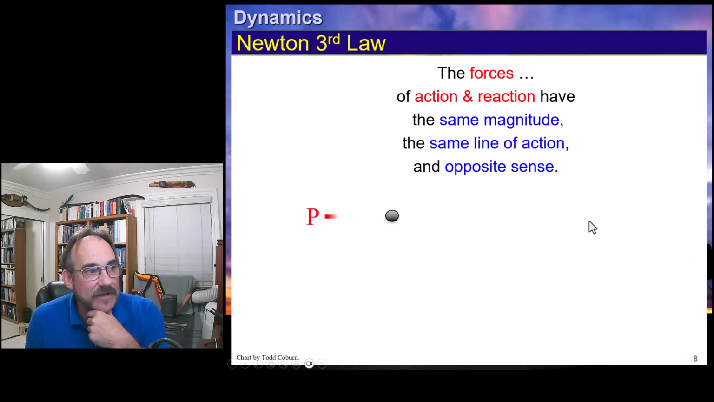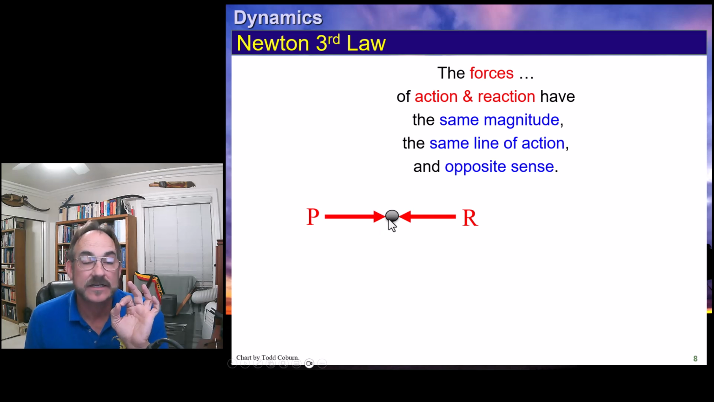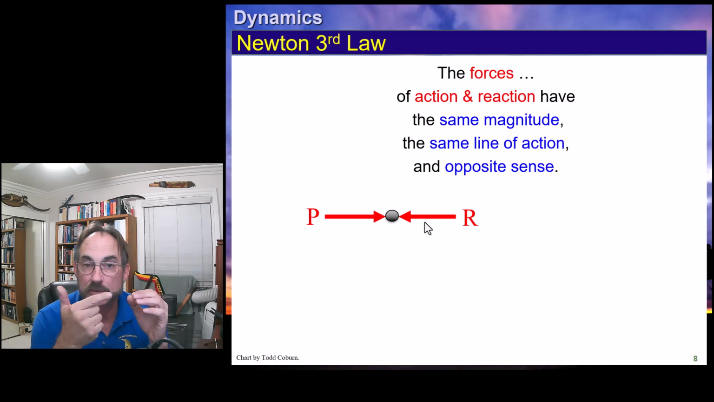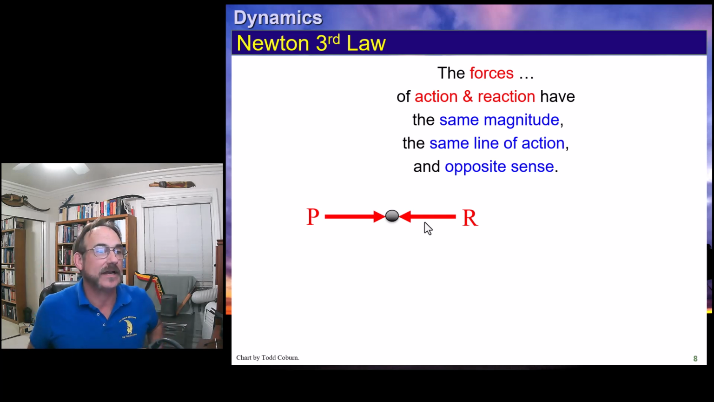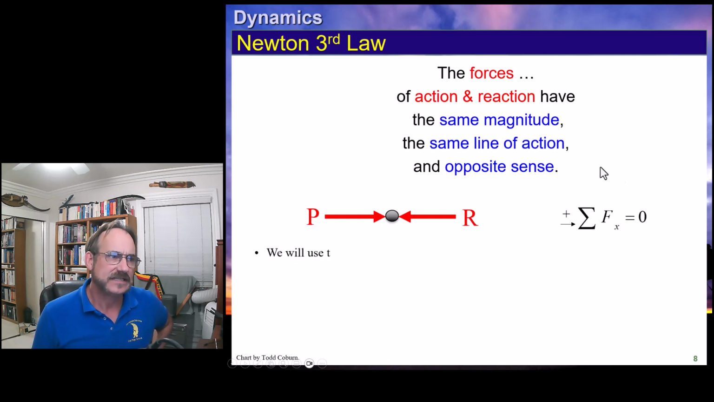That means if we apply a force, P, if that is at rest, we're going to have an equal and opposite reaction. In fact, even if it's not at rest, we could look at that as what's going to be acting against it is whatever forces are resisting it, plus the negative of whatever acceleration happens. We'll talk about that more later. So forces of action and reaction have the same magnitude, same line of action, opposite sense. Sum of forces, it's got to be zero.